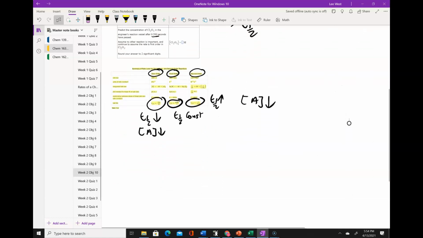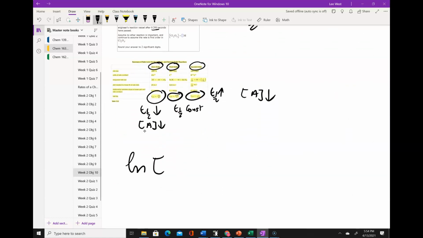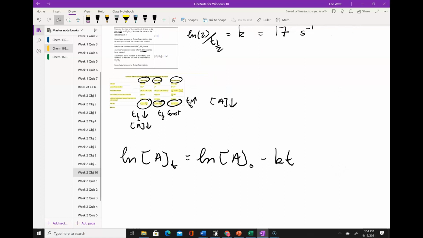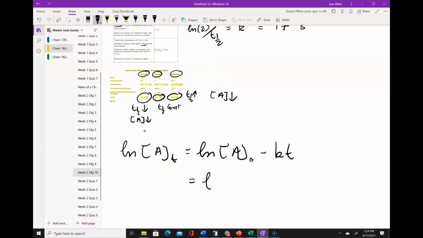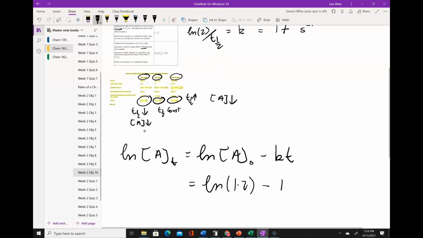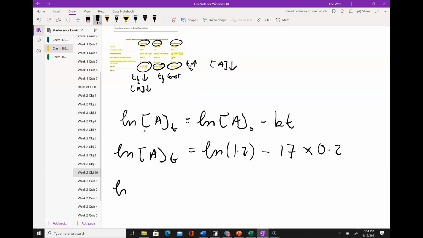How I'm going to do it is I'm just going to use the integrated rate law. So the log of the amount at time t will be log of the original amount minus kt, and that's going to be a lot quicker and less prone to messing around. So my original amount was 1.2, so log of 1.2. My k was 17, and my time here is 0.2, right? And that'll give me the log at 0.2 seconds.